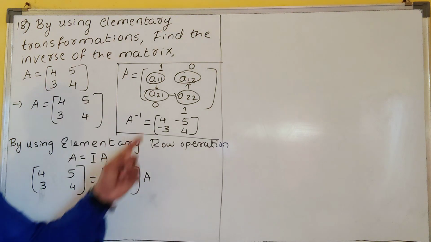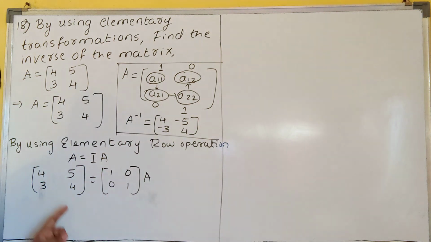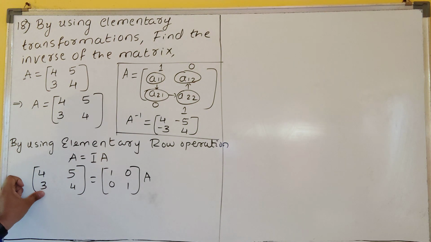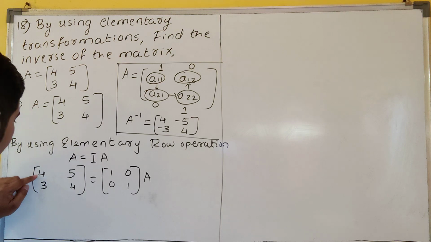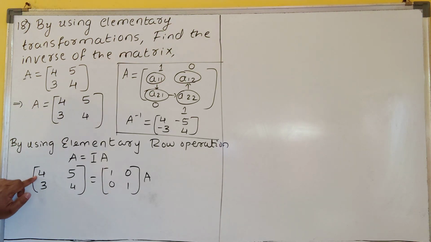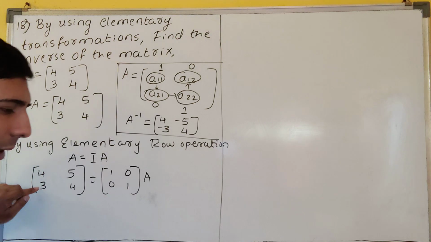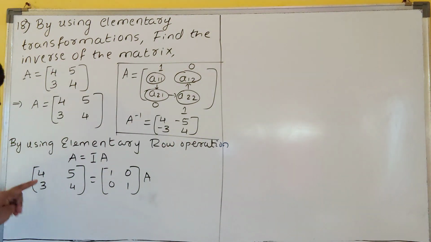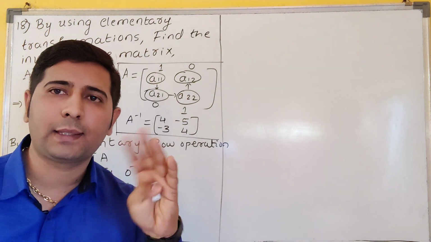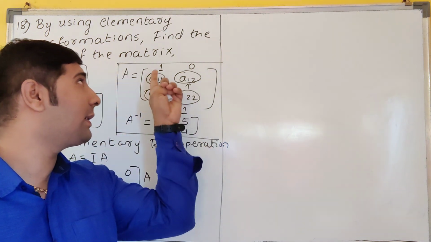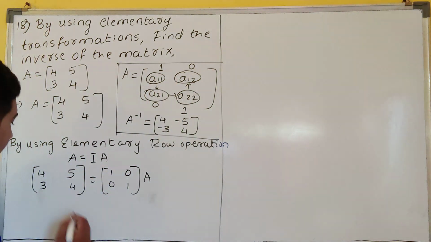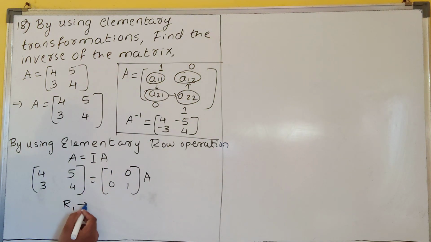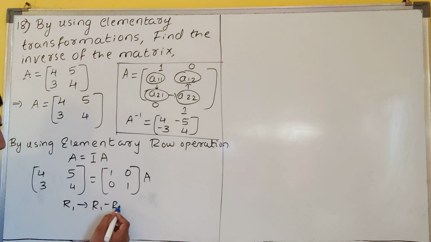Clear? So according to the shortcut, I have to bring 1 here. In this I have to bring it as 1, or not? R1 is 4, R2 is 3. I have to bring 1, which means R1 minus R2, 4 minus 3 means 1, which is required for me. So that's why I will apply the operation R1 minus R2.